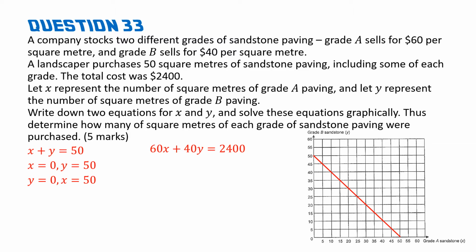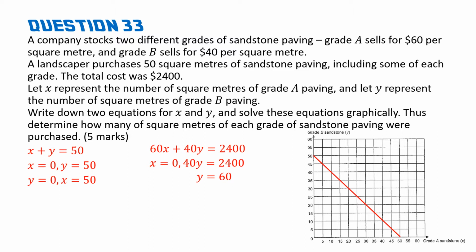Guess what? We're going to do the exact same thing with the second equation, and we're going to pick the exact same values. So let's start off with X being 0. So when X is 0, well, then our 40Y must equal 2,400. So then what's 1Y going to be? Well, I divide both sides by 40 and we get that Y must be 60. So there's 1 point. When X is 0, Y is 60.